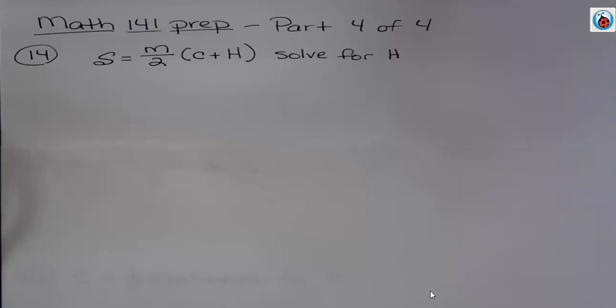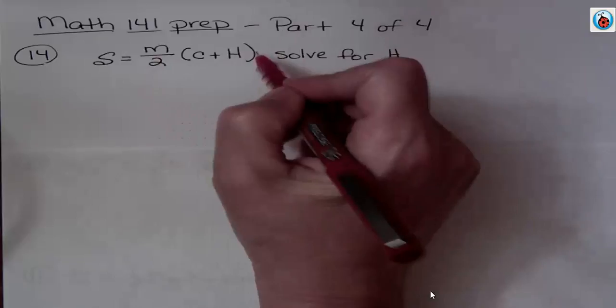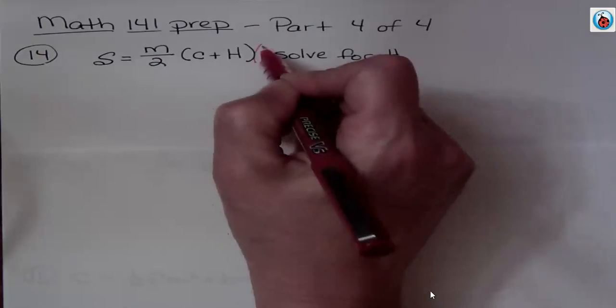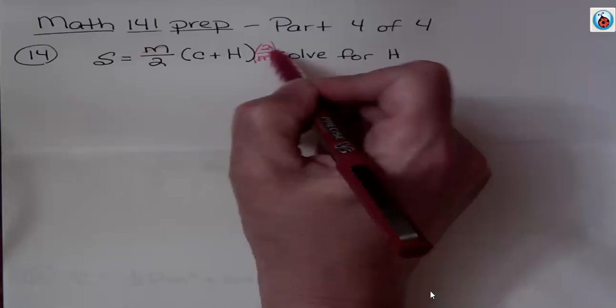Okay, this problem is a formula and it asks us to solve for h. That means we want to get h by itself. There's more than one way to do this problem, but how I would do it is to start off and get rid of this m over 2. I wouldn't distribute it, I just get rid of that to start. And I'm going to do that by multiplying by its reciprocal. And you can see the m's would cancel and the 2's would cancel.